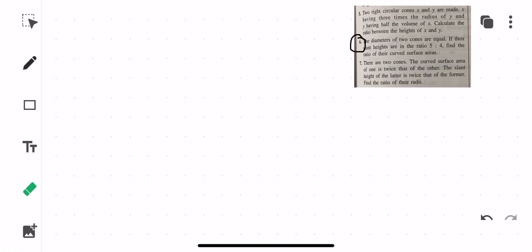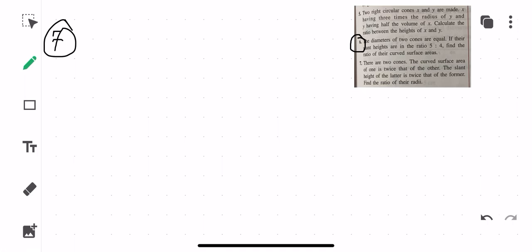Alright, now we will be moving to question number 7. So what is question number 7, children? There are two cones. Okay, the curved surface area of one is twice that of the other. The slant height of the latter is twice that of the former. Find the ratio of their radii. So we are getting similar questions all the time, children. So I'll be doing question number 7.